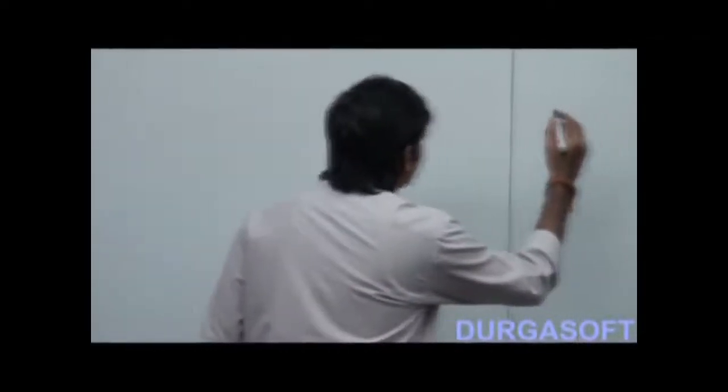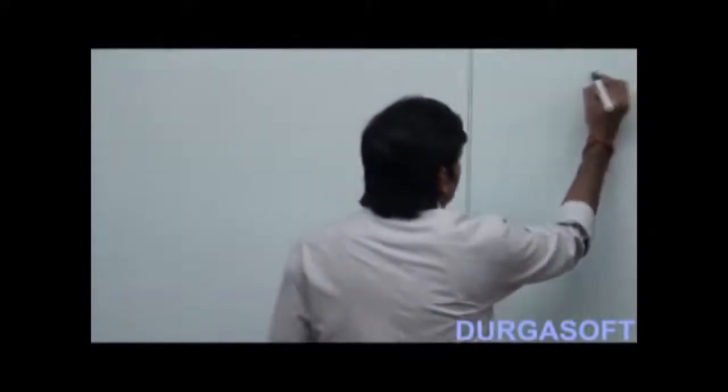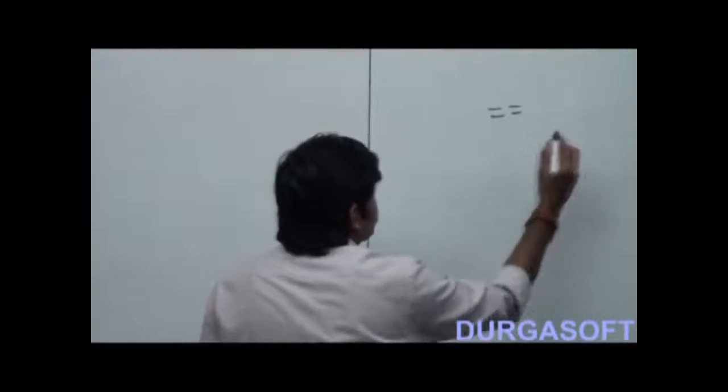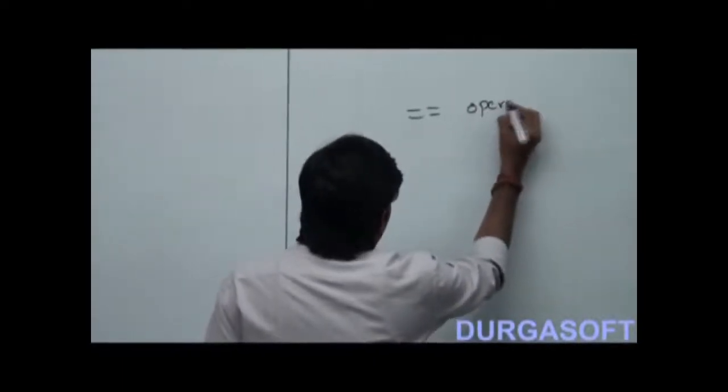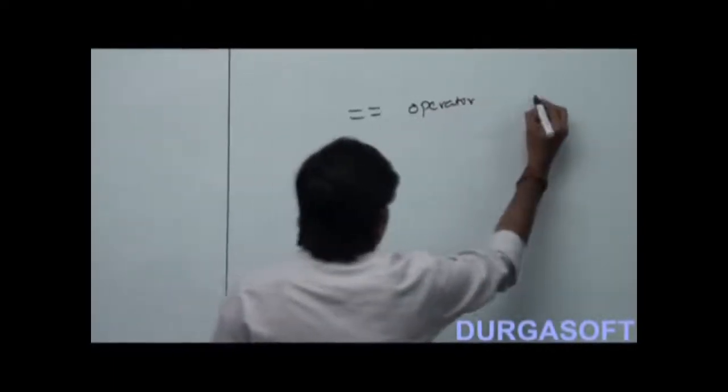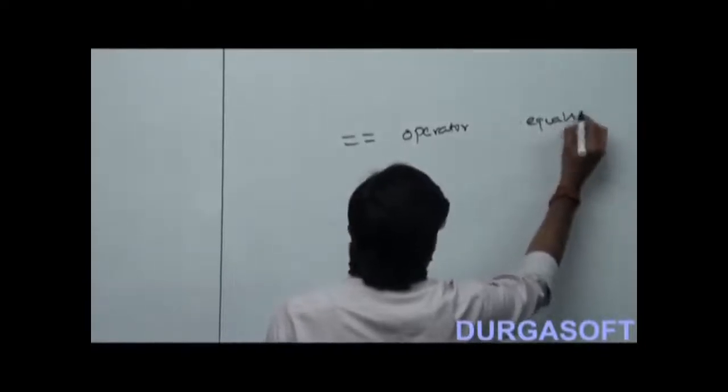Important point, very important question. Of course, it is also a repeatedly asked question in the interview room. In the interview room, what is the difference between the double equal operator and the dot equals method?